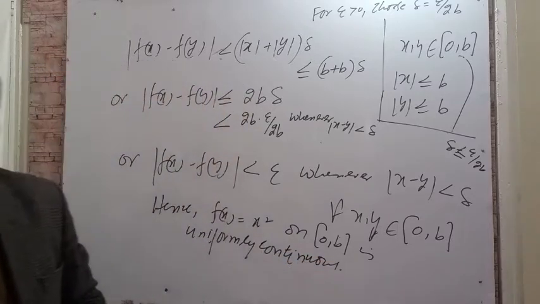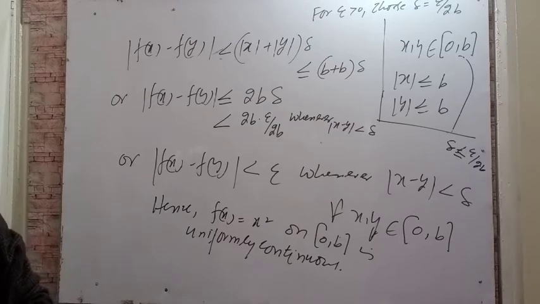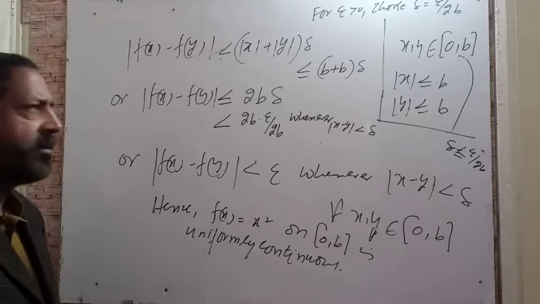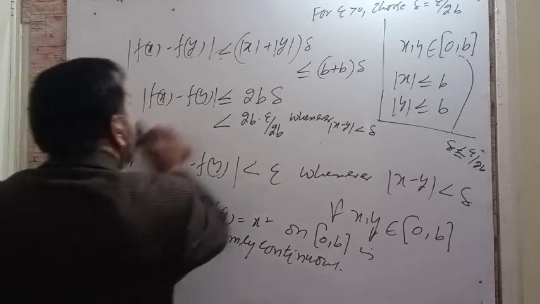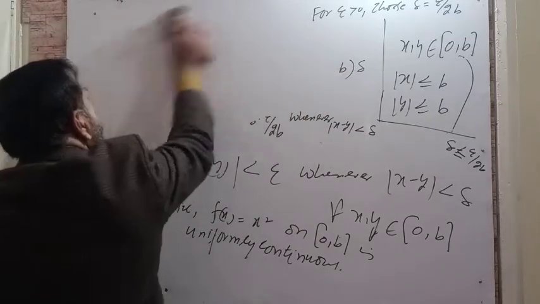Right? Okay, next example is: if you choose any linear function on the real line, then it would be uniformly continuous.